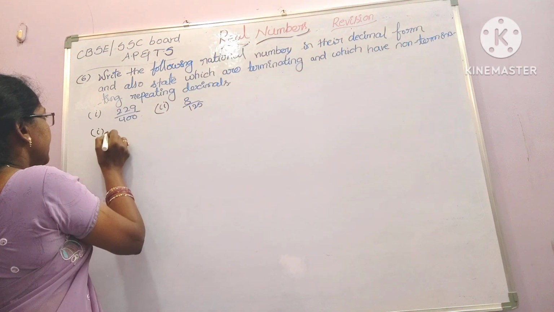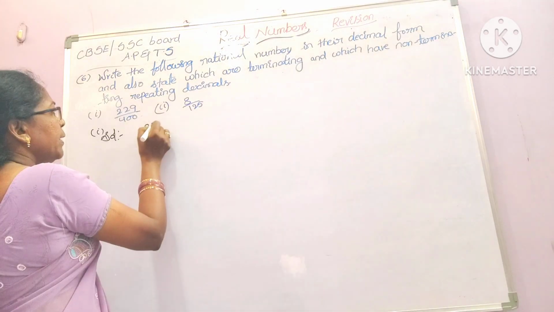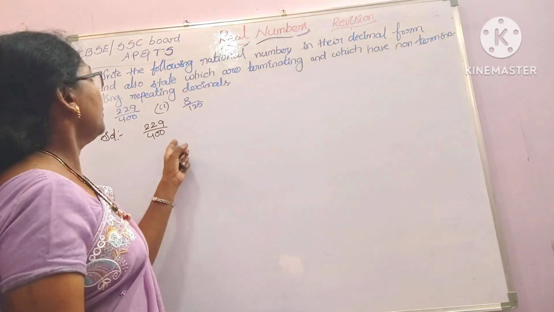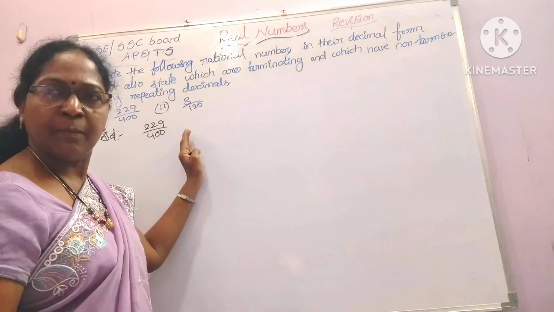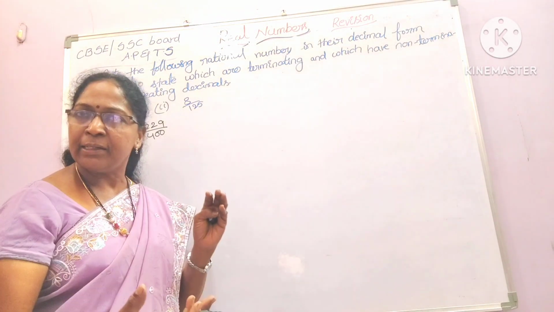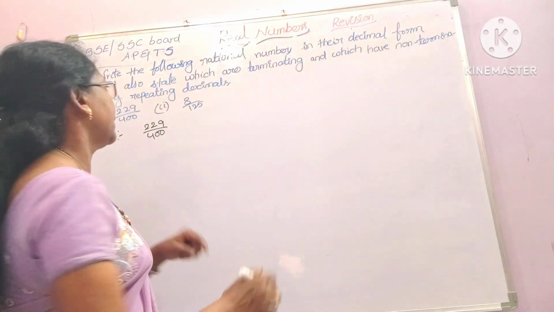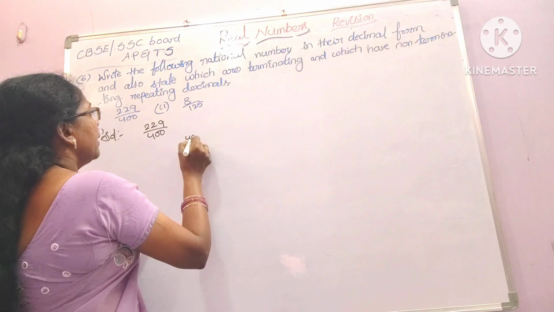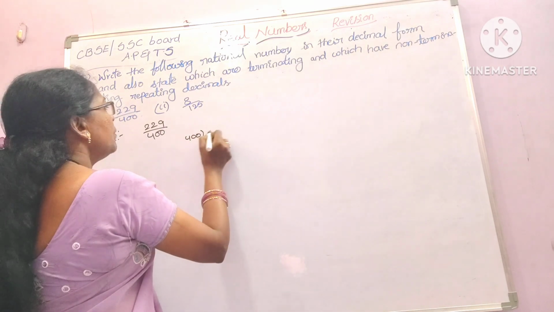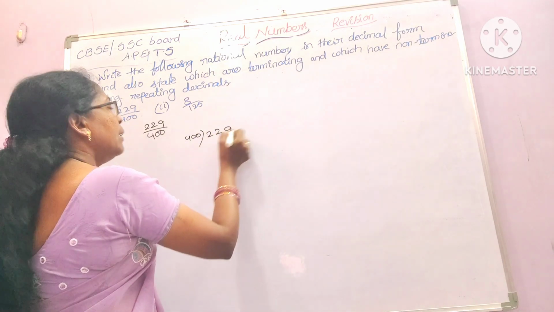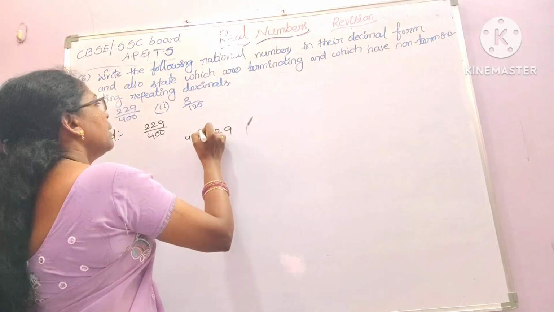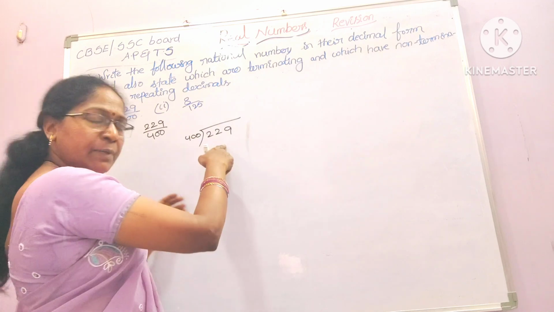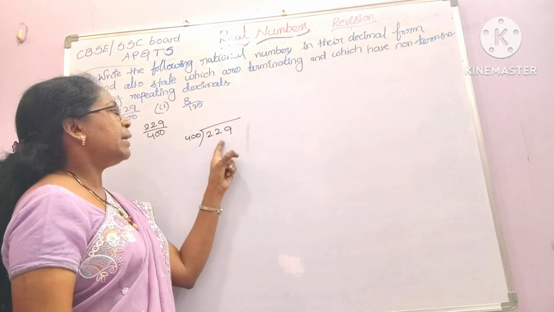First one, solution. 229 by 400. First you write in the decimal form. Next whether it is a terminating decimal or non-terminating decimal, you have to check. Directly writing in the decimal form means you should divide only. So 400 with 400 you divide 229. Is it terminating decimal or non-terminating? Later you can find out. Anyway you can write. Is 400 divisible in 229? No. Why? Because it is less than that number.